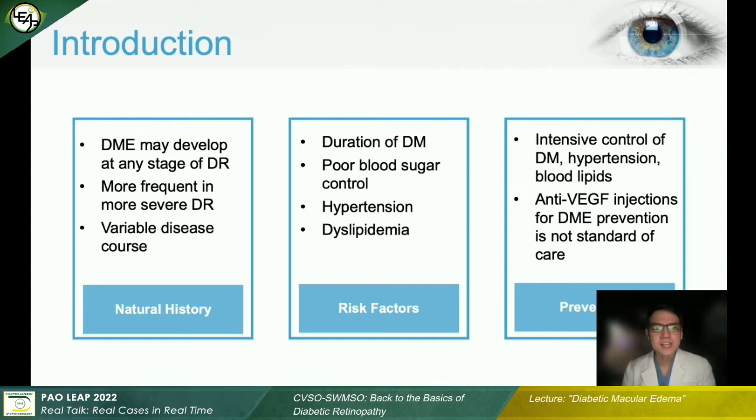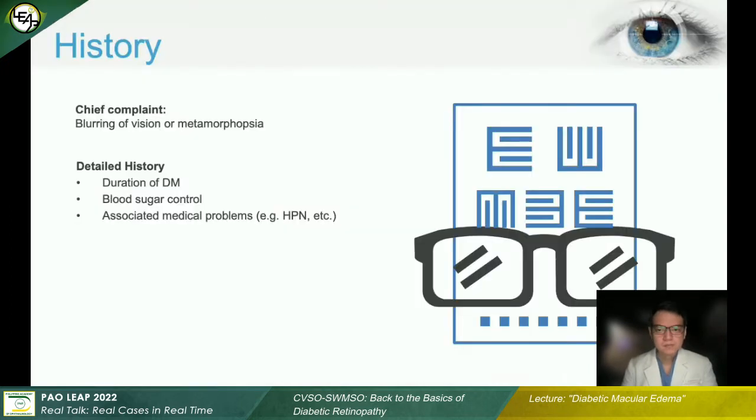The risk factors for DME and diabetic retinopathy are similar. These risks include the longer duration of diabetes, poor control of blood sugar and HbA1c, hypertension, and hyperlipidemia. Primary prevention of DME involves intensive control of sugar, of blood pressure, of blood lipids, and other systemic factors. At present, the use of anti-VEGF injections for the prevention of centrally involving DME is still not the standard of care. Let us now move on to diagnosis.